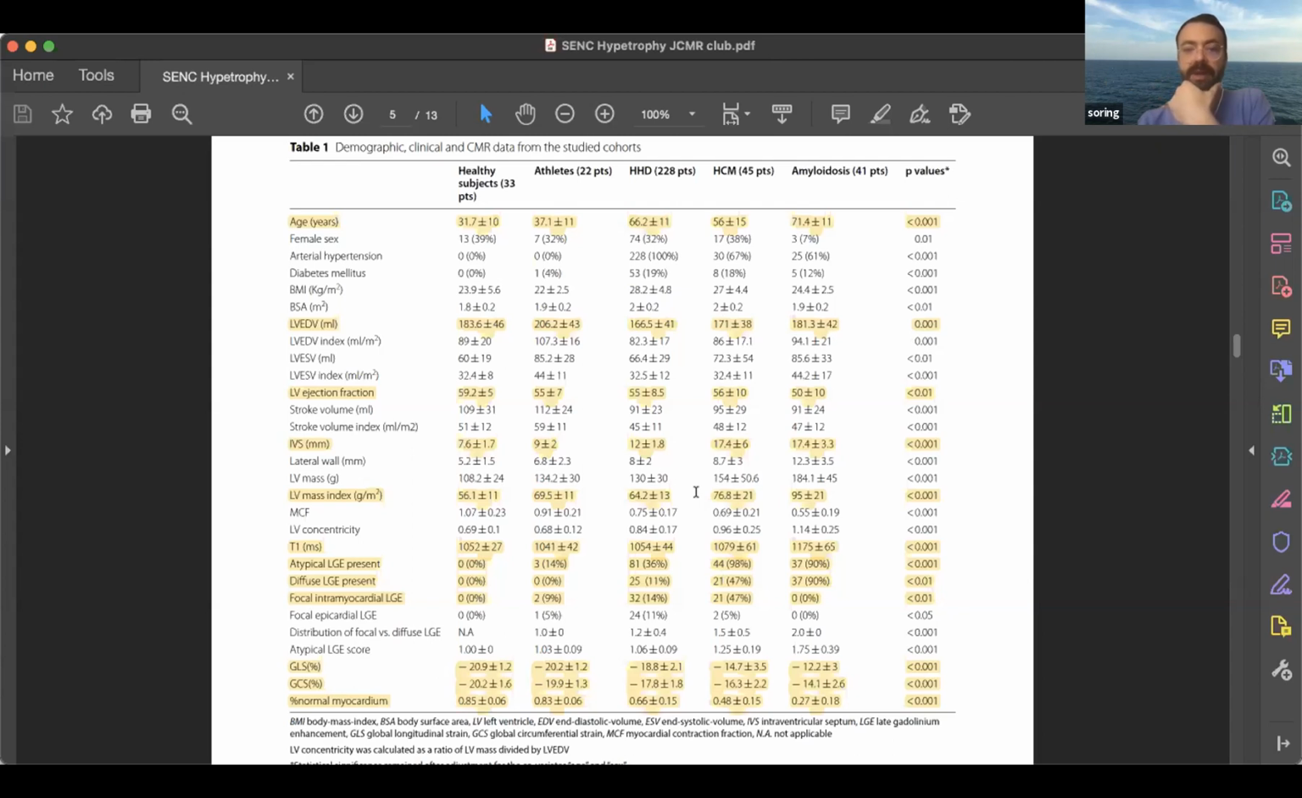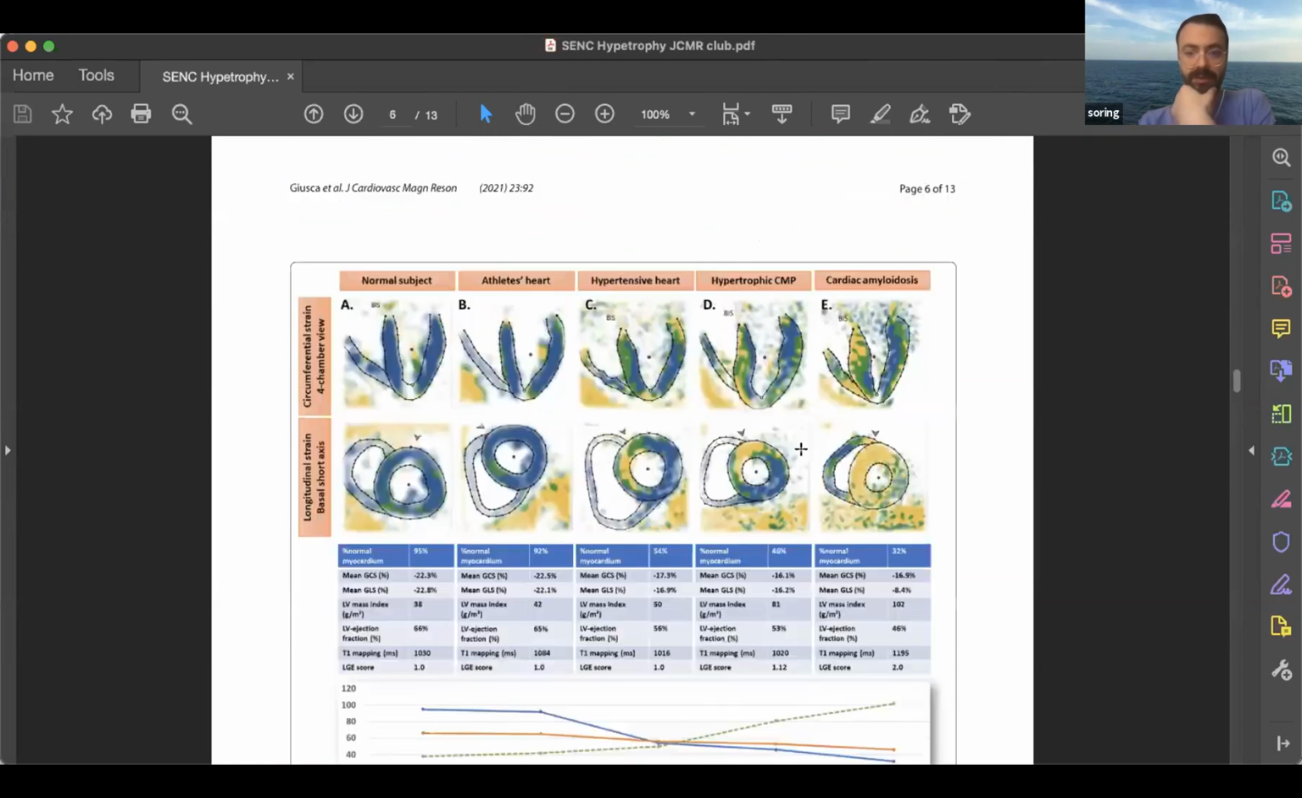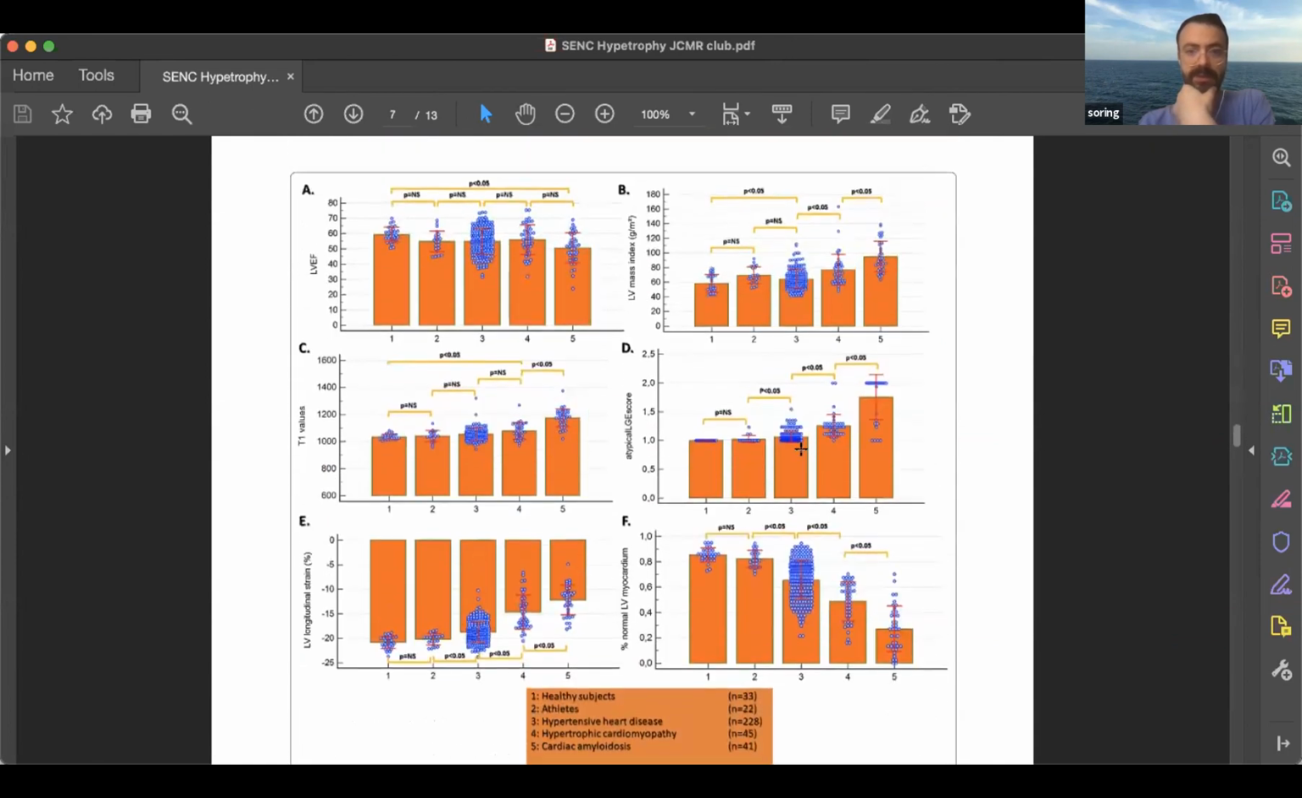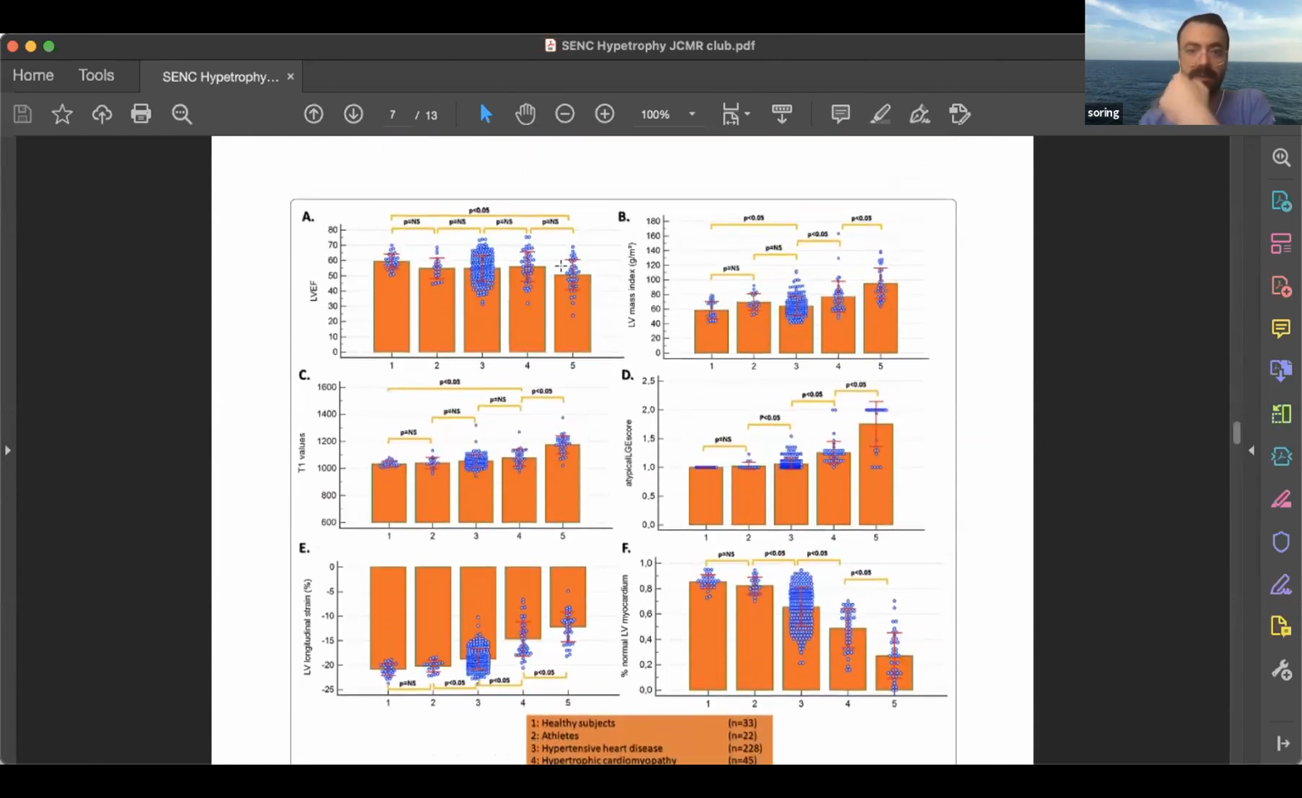The highest level of hypertrophy was seen in patients with hypertrophic cardiomyopathy and amyloidosis, and this was also seen by the left ventricular mass index, which showed the highest value for left ventricular mass. Maybe if we move to the figures, it's easier here to see. This is the same data but presented in figures.